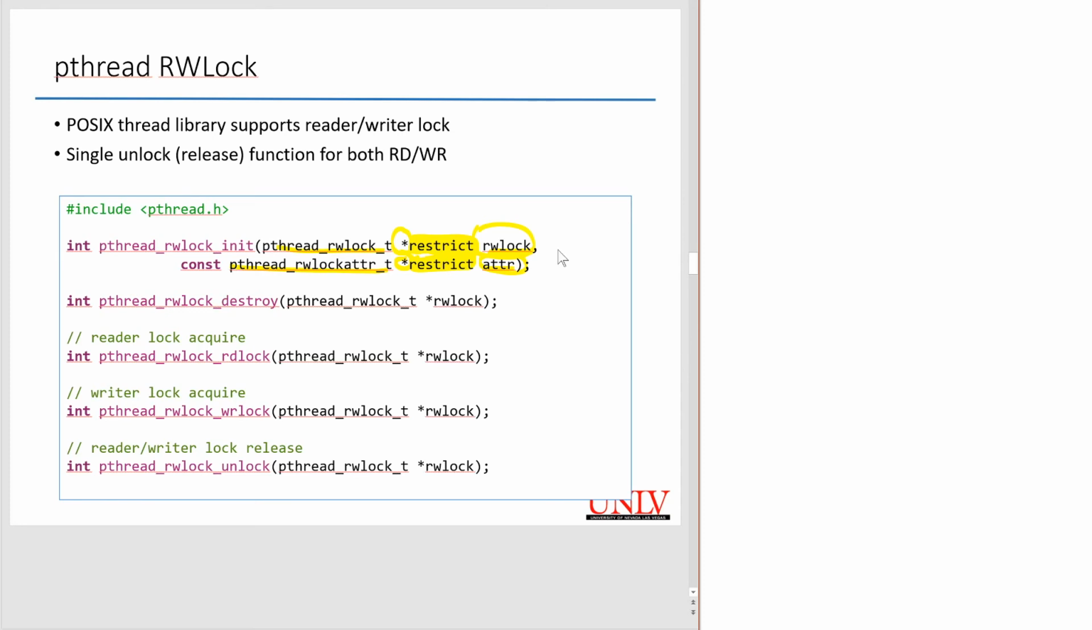And that means, as a user of this function, you need to make sure that these two pointers have no alias. So the memory region pointed to by this RW lock and the memory region pointed to by this ATTR should not overlap. Okay? Usually that's not a big deal. It is actually quite difficult to create those pointers to have an overlap, if you're writing code in any sane way.